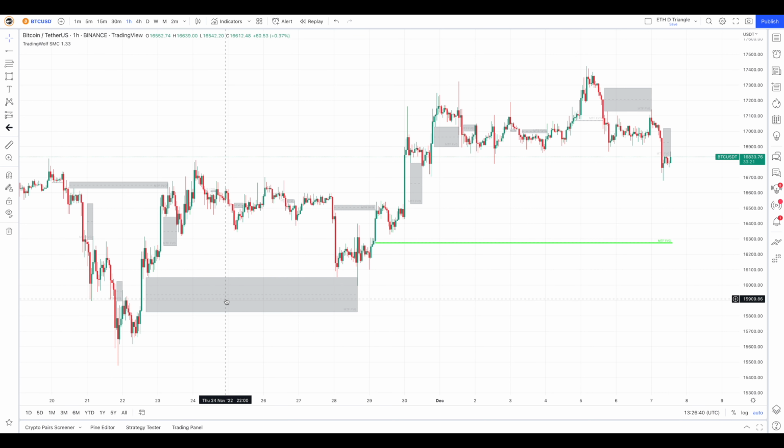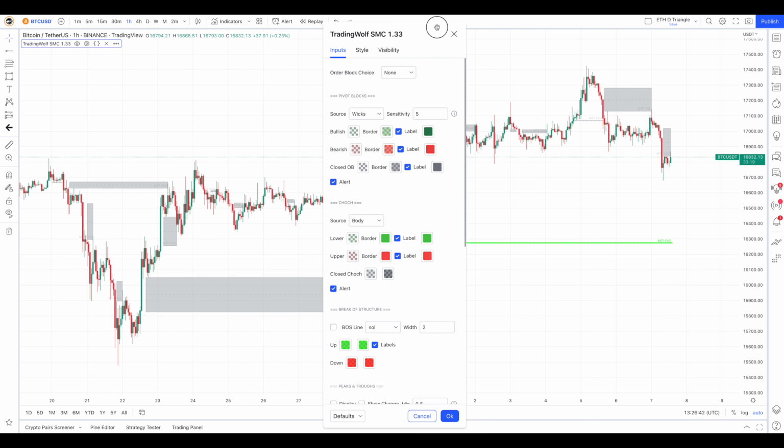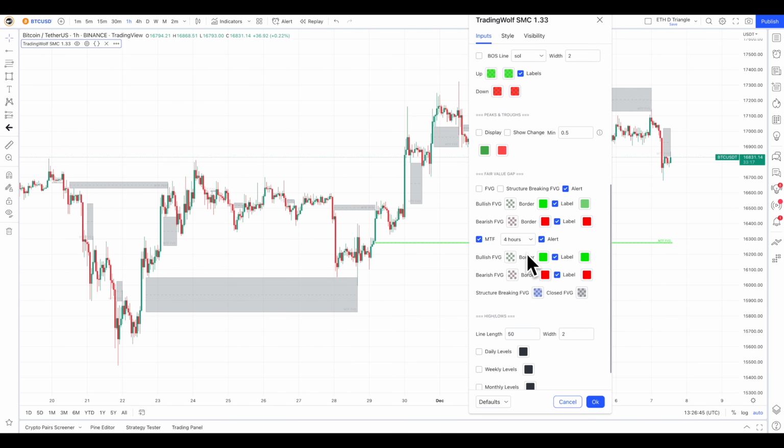So today I'm just going to be briefly going over the multi-time frame fair value gap, which is a brand new update on the Smart Money Concept script. Pretty simple concept is that we have the normal fair value gap, but we have now added the option so you can be seeing one on a different time frame, hence the multi-time frame signal here.